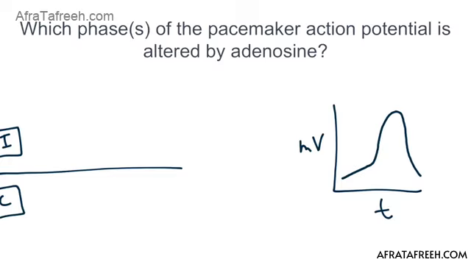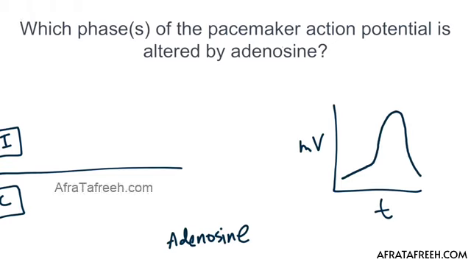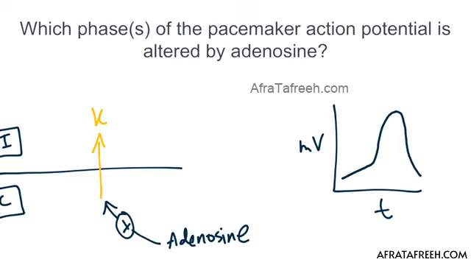Recall that adenosine is an antiarrhythmic drug, and it works by increasing the efflux of potassium. So here's our potassium channel. Adenosine works by increasing the efflux of potassium. And it also works by decreasing the influx of calcium through L-type calcium channels. So calcium is entering the cell through L-type calcium channels, and adenosine blocks these channels.